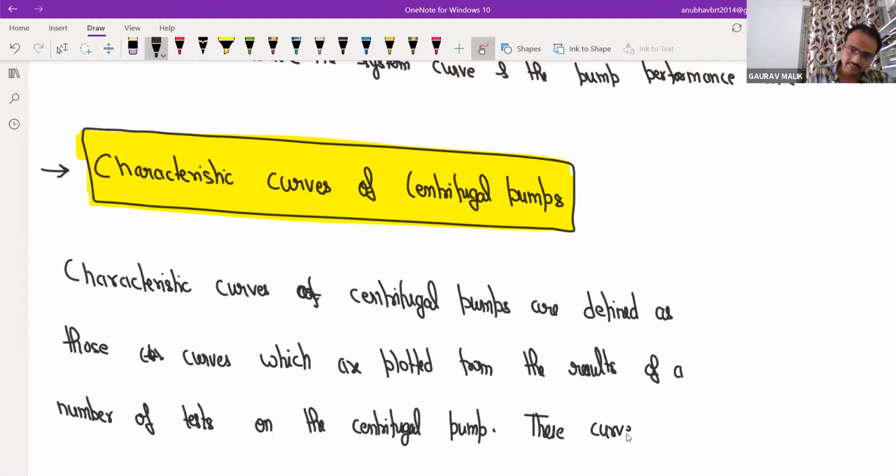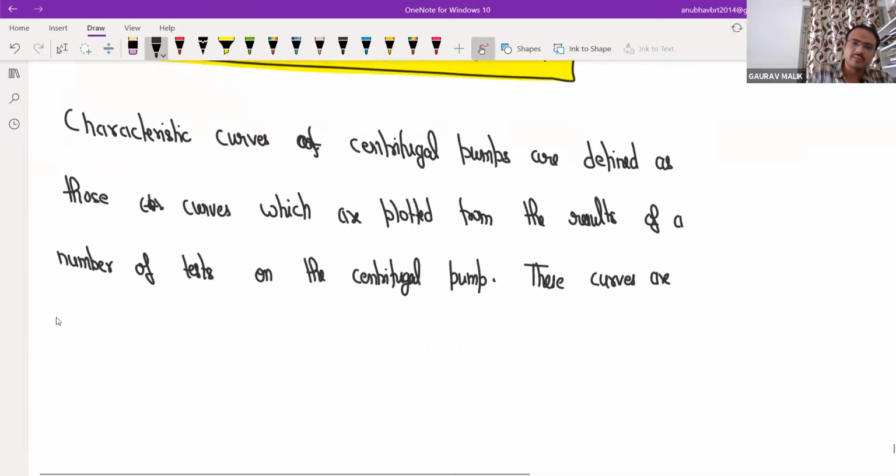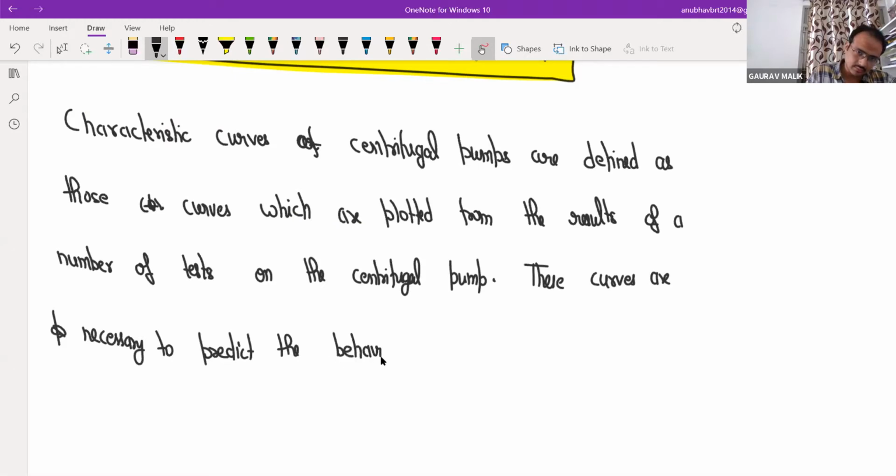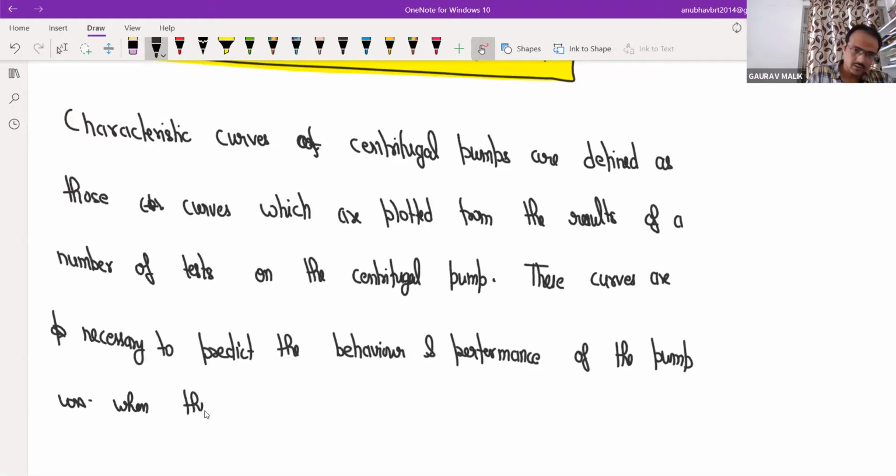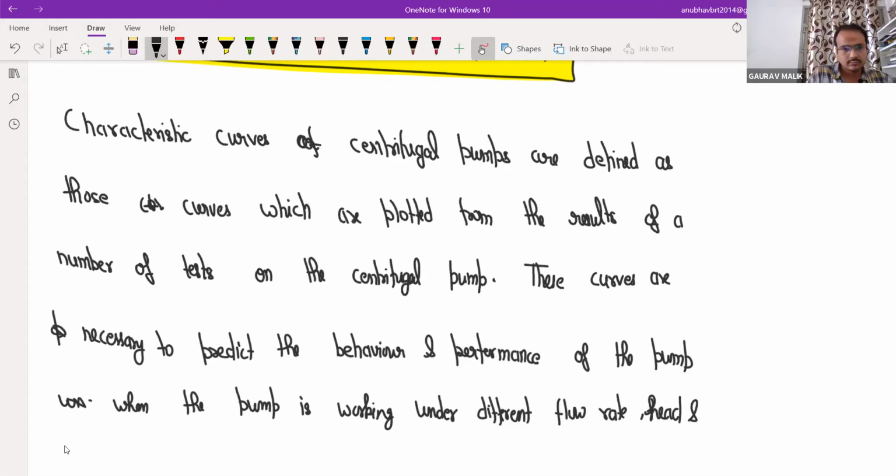And these curves are necessary to predict the behavior and performance of the pump when the pump is working under different flow rate, head and speed.